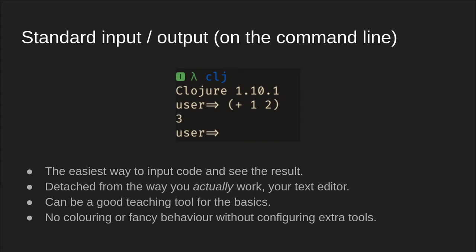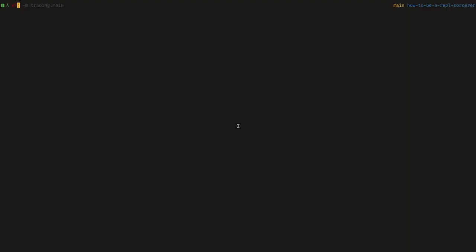So we can actually show a quick REPL here. If I type clj, there you go. We now have a Clojure REPL. Let's make that a bit bigger. And if I do plus one, two, we have a result. That gives us three. Excellent. This is very good for teaching people because you can just show them it straight away.